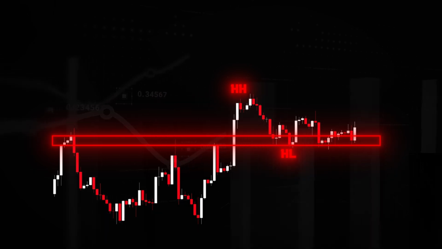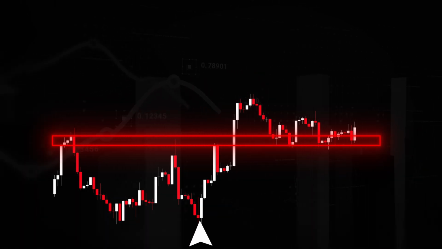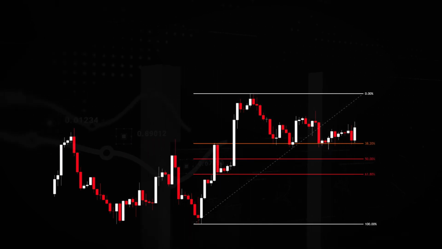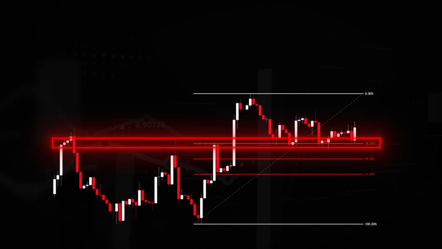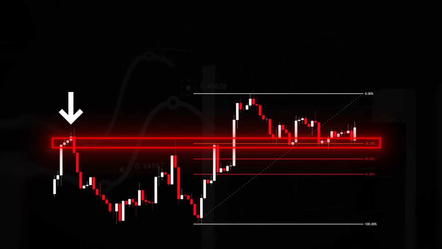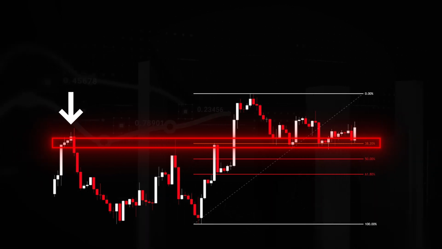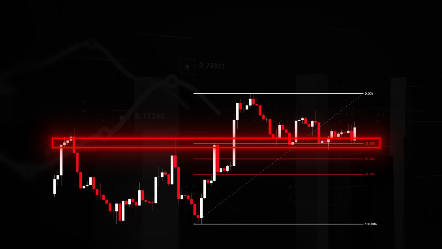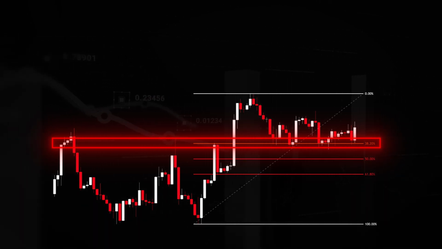I will use the Fibonacci tool by drawing it from the latest swing low to the latest swing high. As you can see, the price is at the 38.2% Fibonacci level. If you look to the left, this level aligns with a previous resistance zone. The price has broken out above this zone, and it has now turned into a support area.